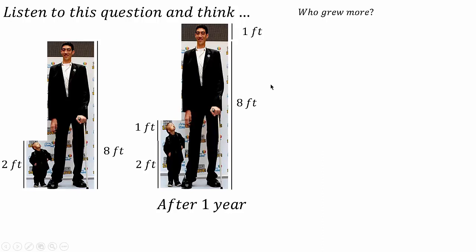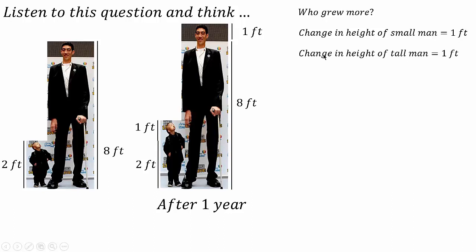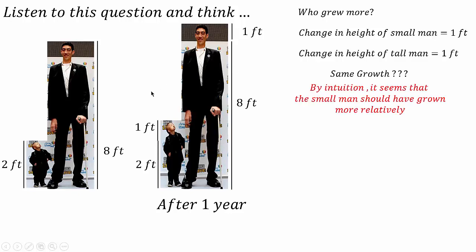So let's use mathematics to draw the conclusion. Let's find the change in height of the small man, which is 1 foot in 1 year, and the change in height of the tall man is also 1 foot. But does this conclude that they both are growing by the same amount? But wait, by intuition it seems that the small man should have grown more relative to the tall person, isn't it?